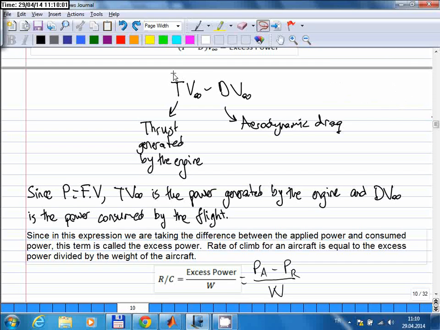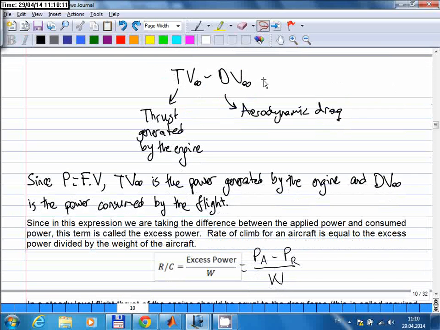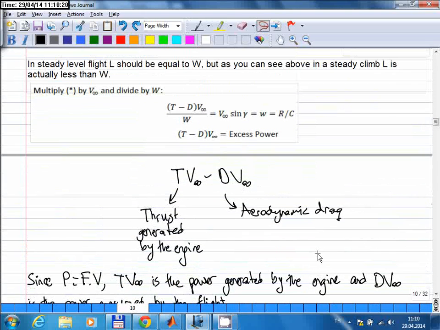So this is the available thrust, available power, and this is the required power. So the available power minus the required power is called the excess power, and if you divide that by the v, the entire thing gives you the rate of climb of your aircraft.